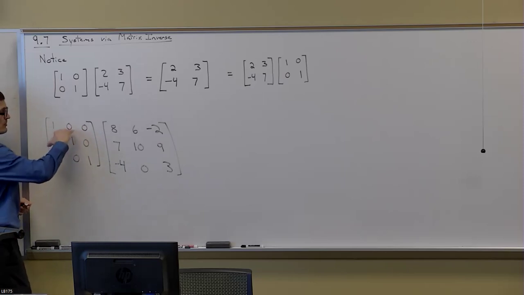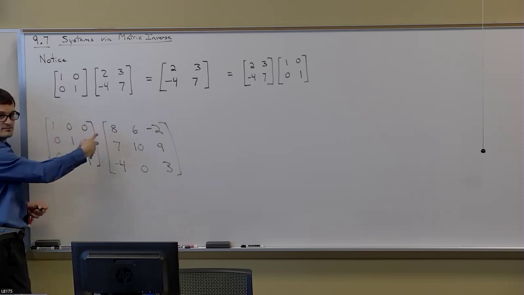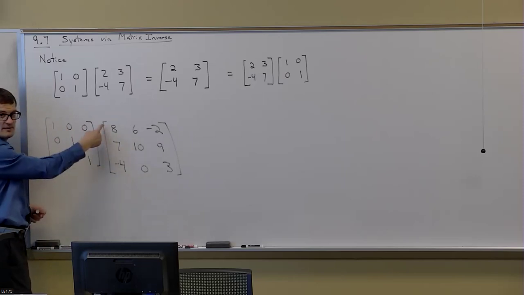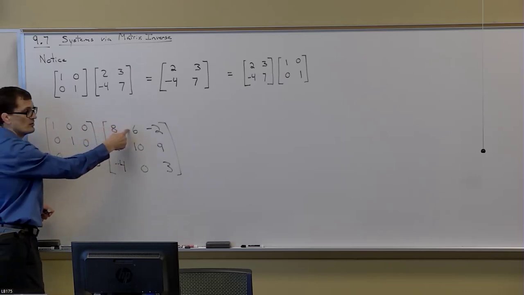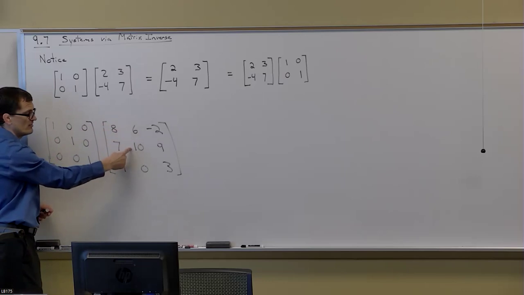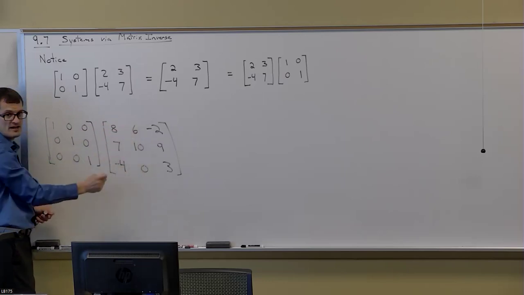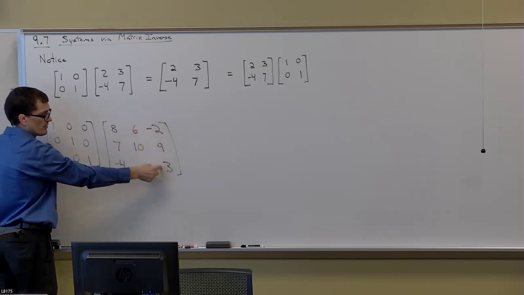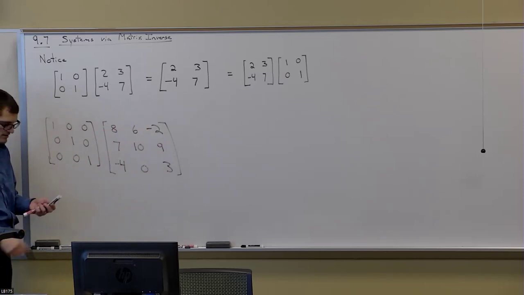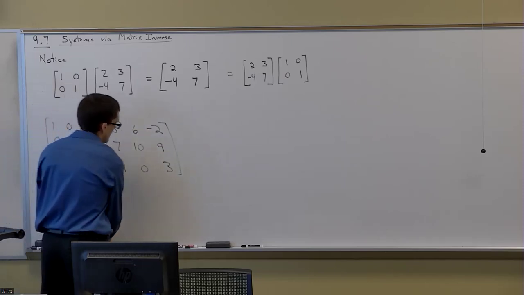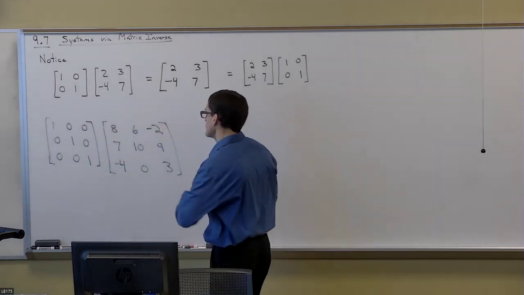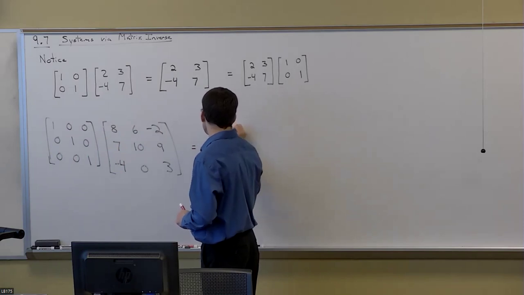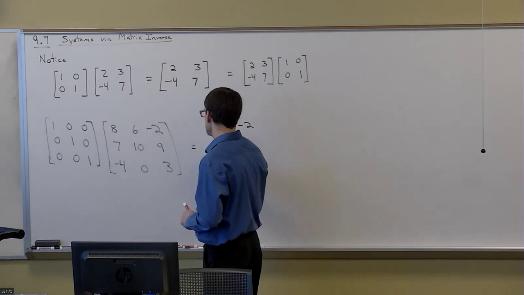So 1, 0, 0. When you multiply that, think about turning it up. The 1 is going to multiply the 8, and the 0's multiply the other two, so you just get the 8 back. Then, when you move over, 1 multiplies the 6, 0's multiply the other two, so you just get the 6 back. Then you move over, -2 times 1 is -2, the 0's give you 0, so you just get -2 back. The first row multiplication gives you back 8, 6, -2.